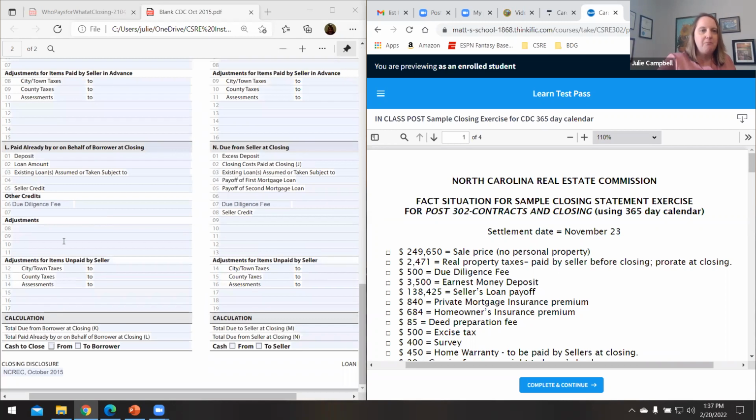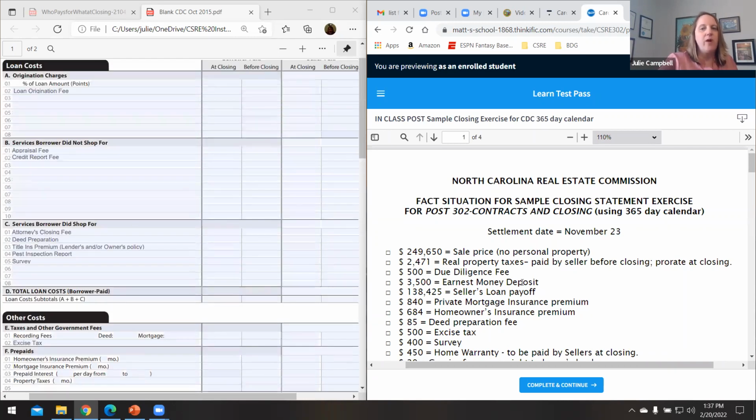And as I've been saying, a big chunk of these is knowing where the stuff goes. So the more CDs you do, the more you're like, oh, the sales price on page 2. Oh, the commissions on page 1. The more of these you do, the more familiar you'll be with this form. Any questions before we get started? Anything we talked about?